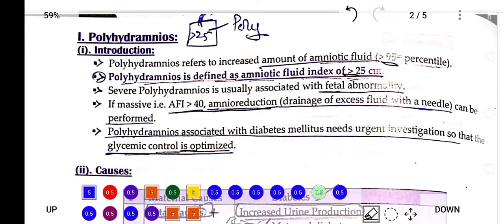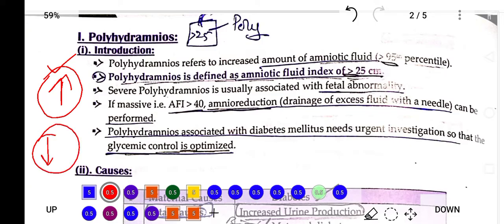Welcome everyone. So now we will be looking at polyhydramnios and oligohydramnios. When the amniotic fluid is increased, that condition is known as polyhydramnios, and when amniotic fluid is decreased, that condition is known as oligohydramnios.